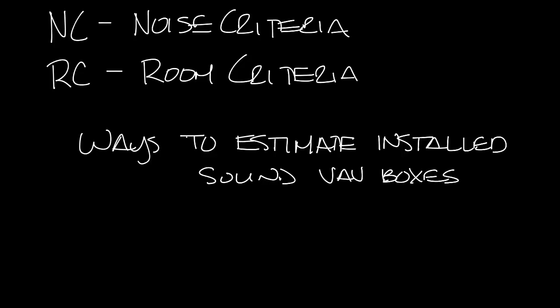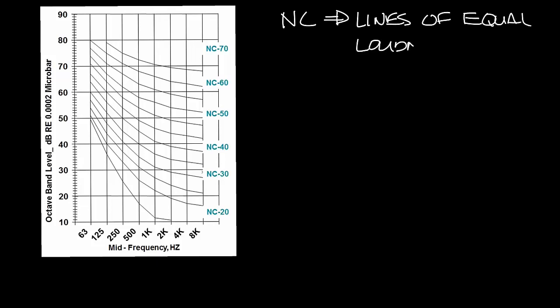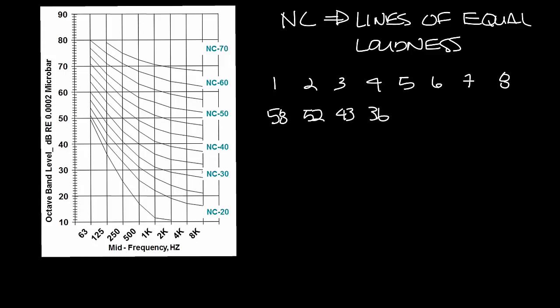So let's bring in an NC chart. The NC chart shows the frequency bands across the bottom and the decibel levels up the side. NC lines are lines of equal loudness. So everything on, say, the NC30 line would sound equally loud and would be an NC30. So let me plot something on the chart. So these are the frequency bands. And let's say in the first band, it's 58 dB, the second band 52, third band 43, fourth 36, and so on.